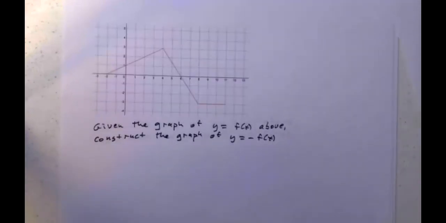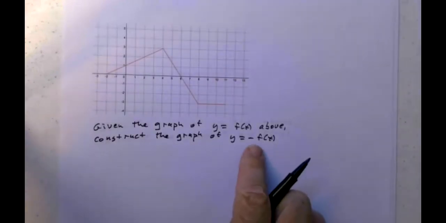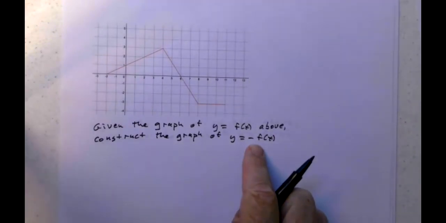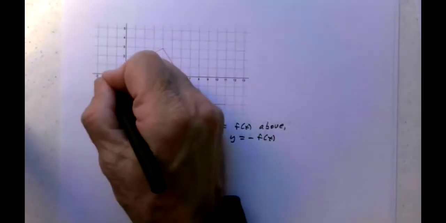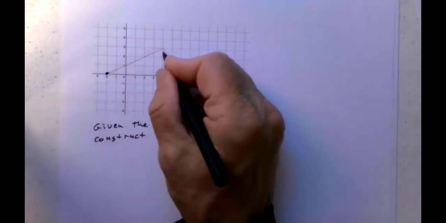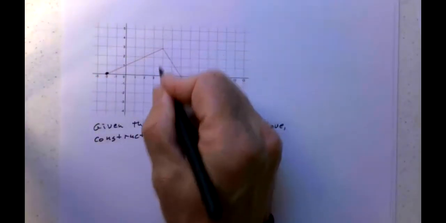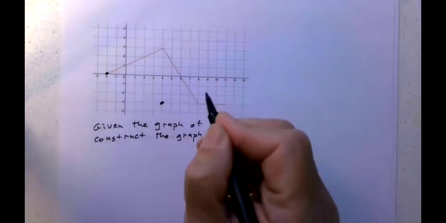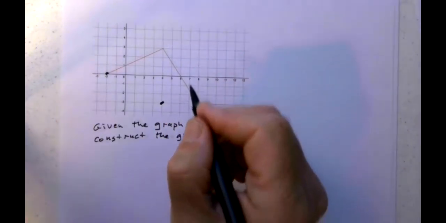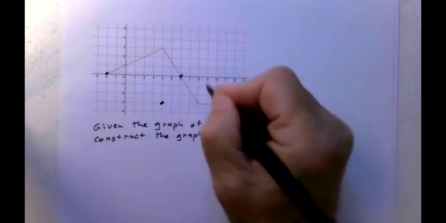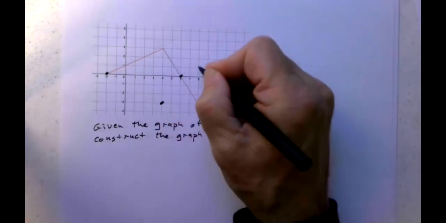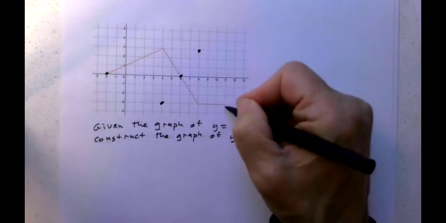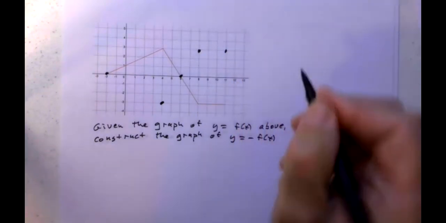The next one, I want to do the graph of negative f of x. So basically, we turn everything into its negative version. So 0 and -0 are the same. The next interesting point is here at 4, 3, so it's got to go down to 4, -3. And this is a reflection through the x-axis. 6, 0, -0 is still 0. This one is -3, make that +3. This one is -3, make that +3.